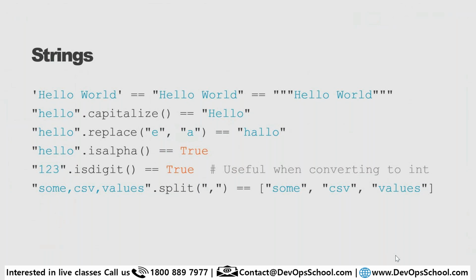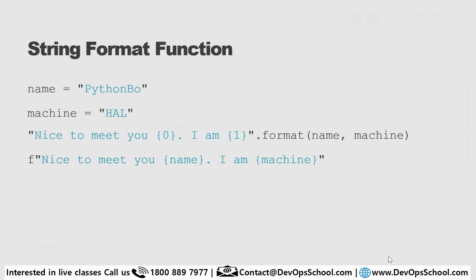Okay. So now, see, you can also format the string in Python. If you look at this here in the slides, name is equal to Python BO, that's a string. Machine is also a string. So here you can also format it. How to format it? There's one function called the format function, and whatever way you write in the format function, that will be printed. So name and machine will be written.